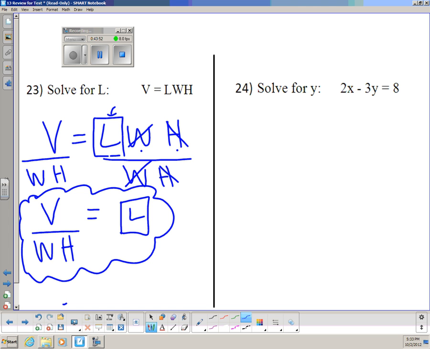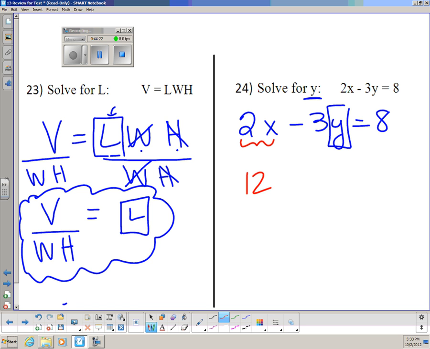Number 24 says solve for y. 2x minus 3y equals 8. Again, if you box your y in because you're being asked to solve for y, and if you're not sure what to do, you plug in numbers for the other letters. So for example, I'll make x 6.